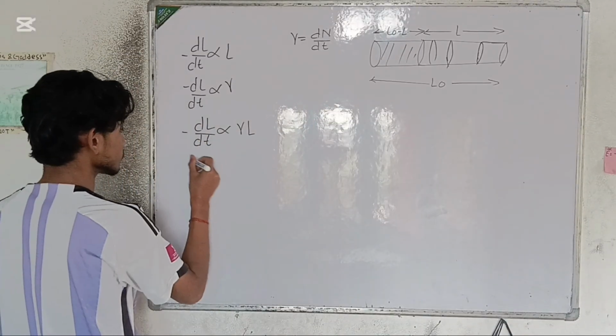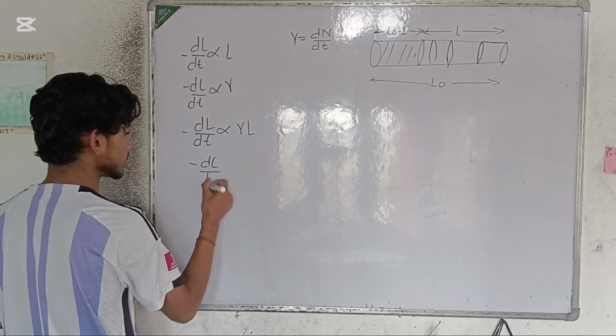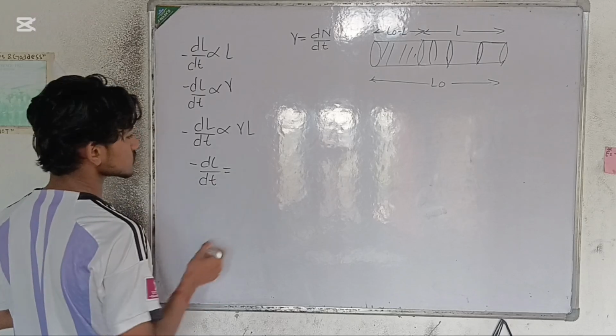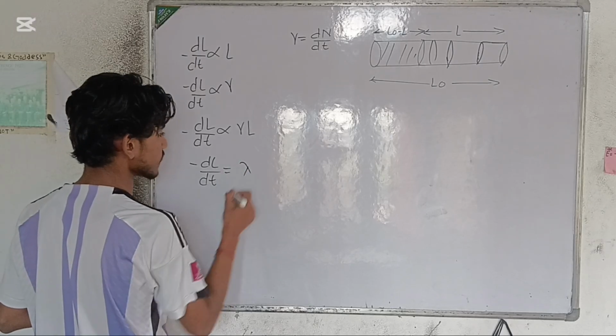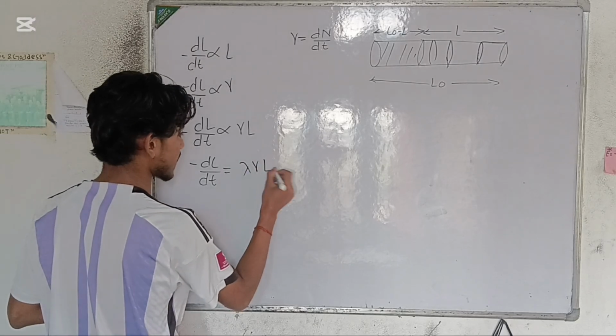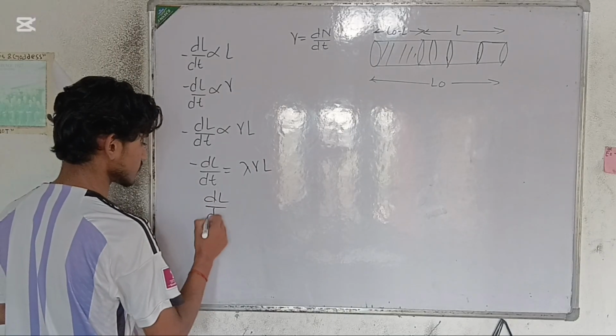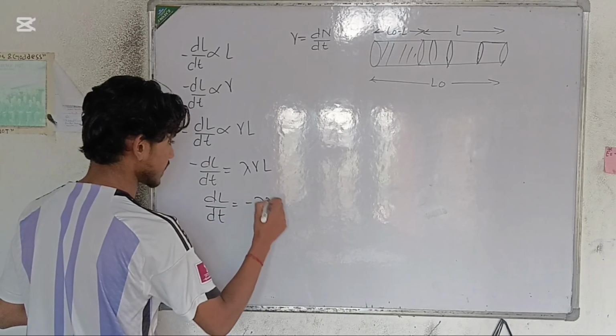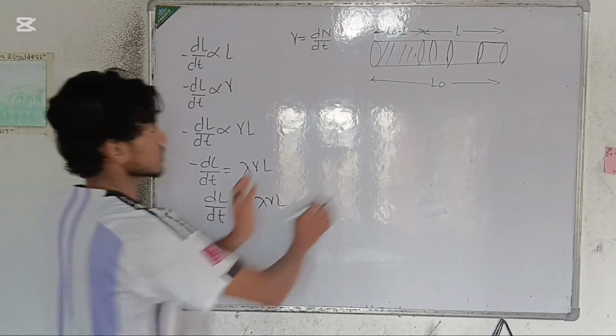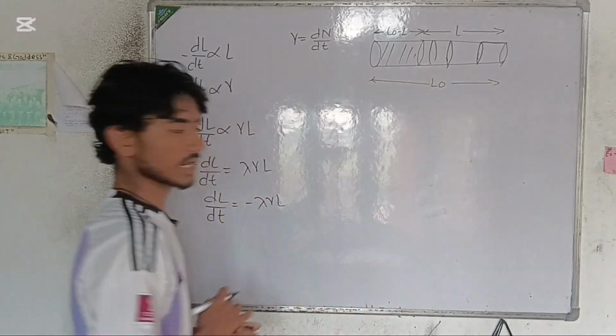So negative dL/dt, when you remove the proportionality sign, you have to add some constant. That would be our lambda. Now take this negative sign over there and you end up getting negative lambda rL. And this is the differential equation that governs the following phenomena.